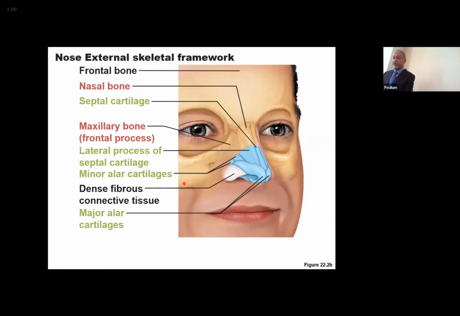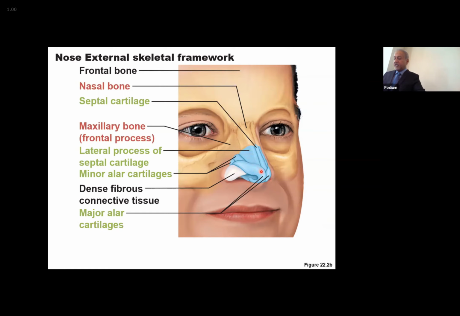Okay, now this is how it is. If you look at the bony framework, it is formed by the nasal bones and these maxillary processes which go towards the frontal bone, hence we call them the frontal processes of the maxilla. Now the cartilaginous framework is formed by the septal cartilage, which sits right in the center, and then we have these processes. This process of the septal cartilage sits laterally, hence we call it the lateral process of the septal cartilage.